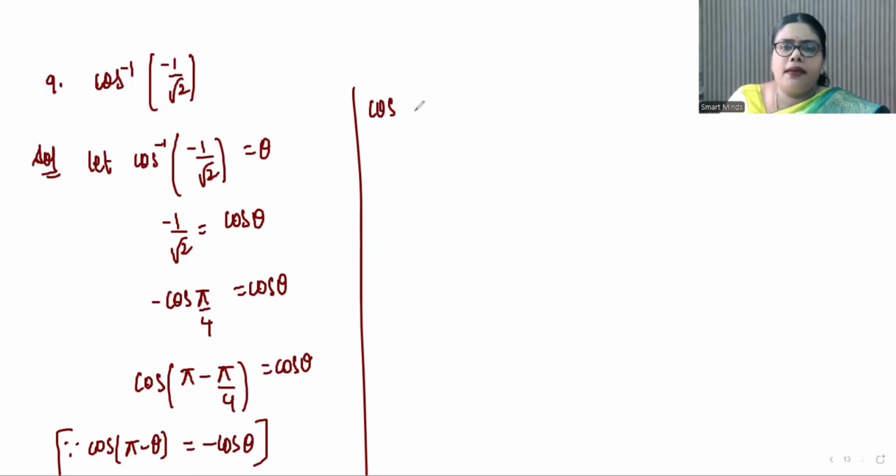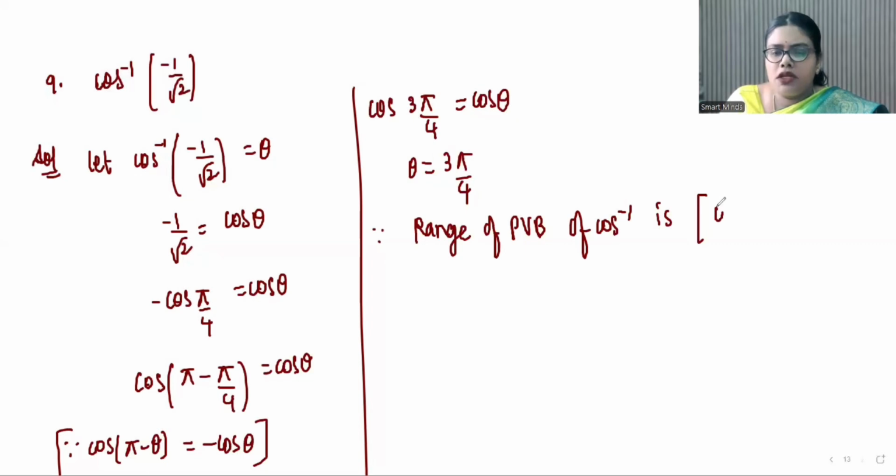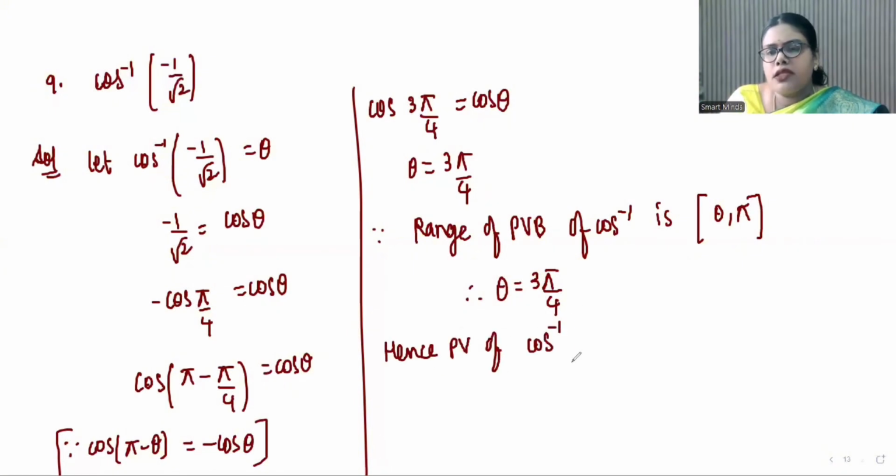Now, if we take the LCM, we get pi minus pi by 4 as 3 pi by 4, which equals theta. So theta equals 3 pi by 4, since the range of the principal value branch of cos inverse is the closed interval 0 to pi. Hence, the principal value of cos inverse of minus 1 by root 2 is 3 pi by 4.